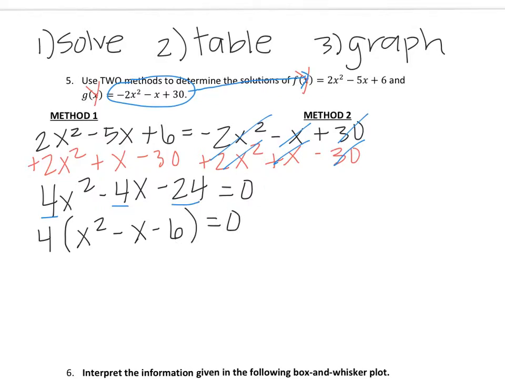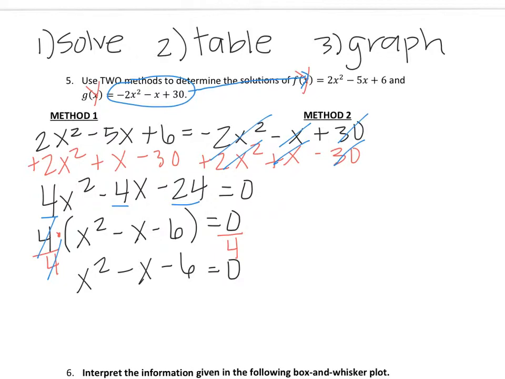To get rid of that 4, notice that it's 4 times the trinomial, so the opposite of multiplication is division. So I want to divide 4 on both sides. The 4 divided by 4 cancels, and now I just have x squared minus x minus 6 equals 0, because 0 divided by 4 is 0.